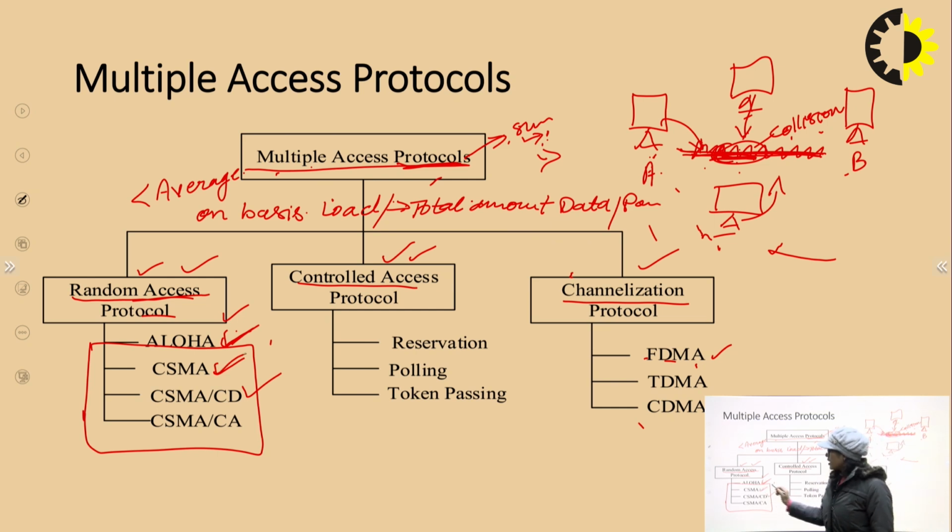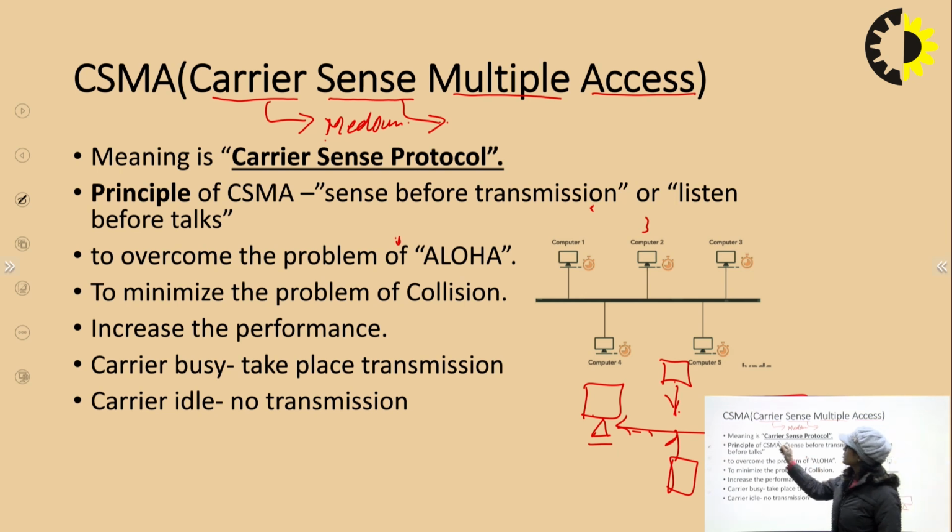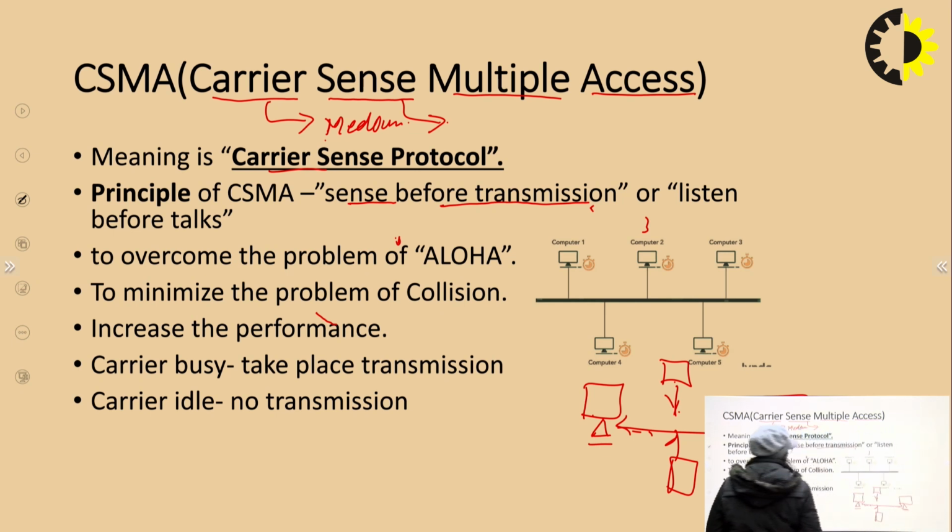That's why we come to carrier sense multiple access, because in this protocol you first check your medium, to see whether the medium is available for you or not. So basically, the principle of carrier sense, CSMA, is sense before transmission. We can say listen before talk. This is the main principle that works behind CSMA. What does it mean? Let's understand this concept.